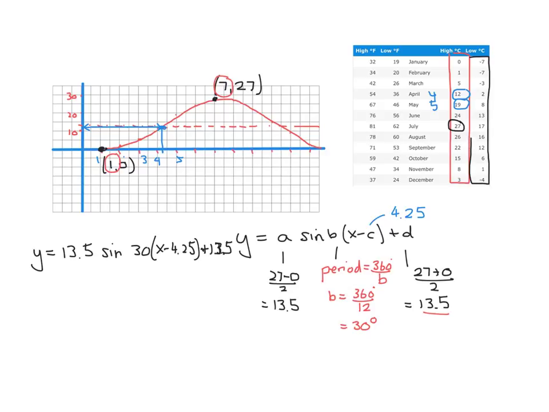So that's what I want you to do right now in class. Do a model for y equals a sine b bracket x minus c plus d for the low temperatures. And do exactly as I did just now. Draw a graph, come up with the model, find the maximum and minimum. It will always work in 12-month cycles, that's the way weather works.